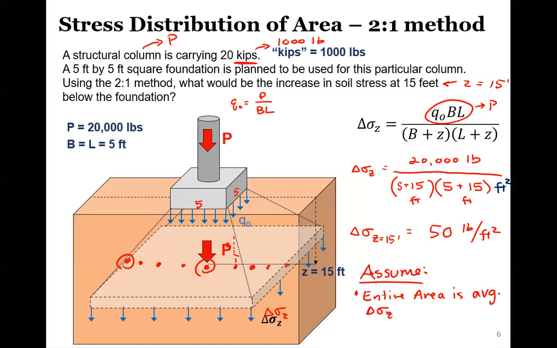So I mentioned last time too, and I kind of drew this, like realistically, if we were to plot this stress increase across this area, we would see something like this, where the inside, closer to that column footing, we see a higher increase of stress. But realistically, what this method is doing is just taking the average of everything.